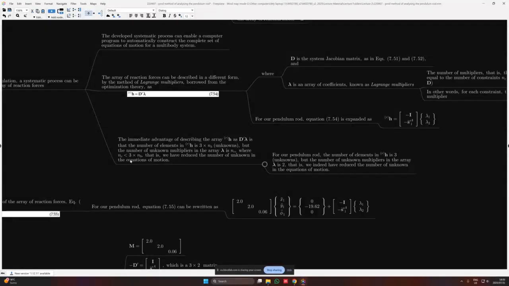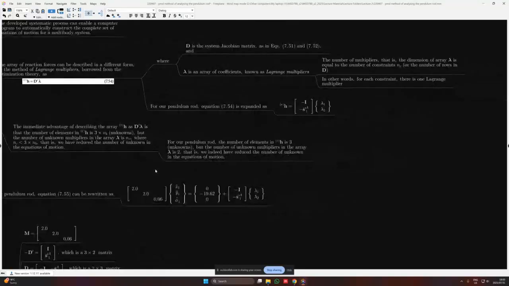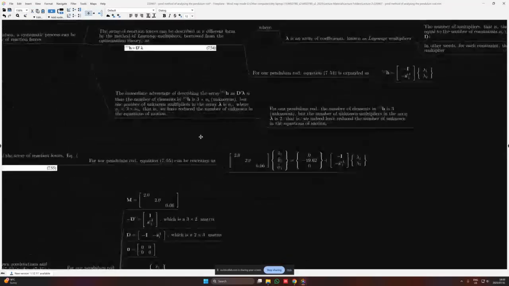All right, but in any case, using this formulation over here, we essentially reduce the number of unknowns in the equation of motion. Now, for our pendulum rod, the number of elements in the reaction force matrix is 3, but the number of unknown multipliers in the array lambda is 2. So that is, we indeed have reduced the number of unknowns in the equations of motion.